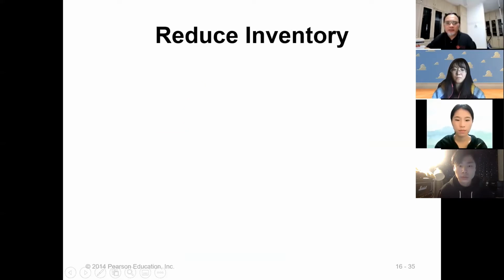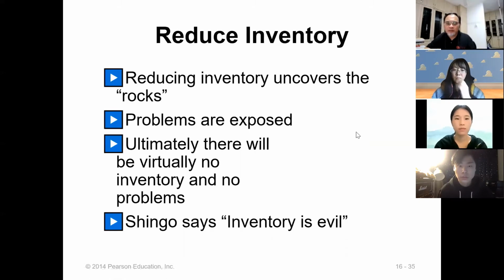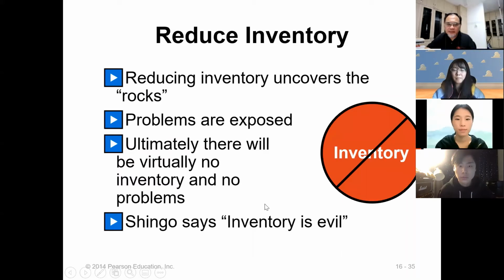There are many tools that are required for an organization to say they are actually practicing Lean, and one of them is how to reduce inventory. Reducing inventory will uncover the rocks. Problems are going to be exposed, and ultimately there will be virtually no inventory. Not to say no inventory, we need inventory, but we need minimum inventory, just enough for production to run, or for processes or operations in services as well.